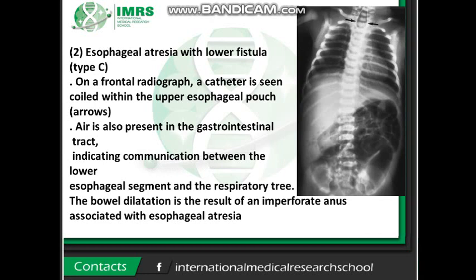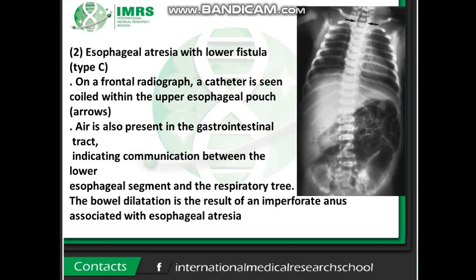In this picture, the esophageal atresia with lower fistula, type C. Frontal radiograph: catheter is seen coiled within the upper esophageal pouch. Air is also present in the gastrointestinal tract, indicating communication between the lower esophageal segment and the respiratory tree.